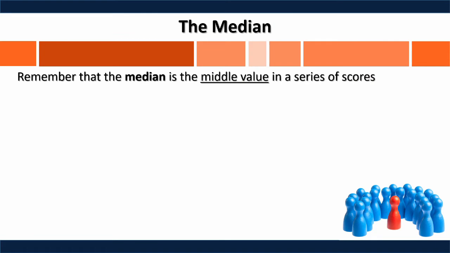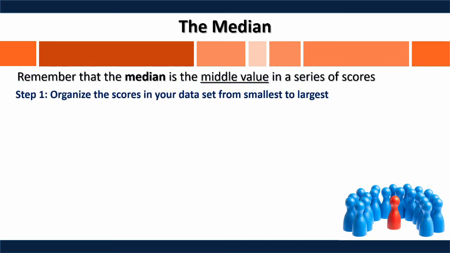The next measure of central tendency we're going to focus on is the median. Remember that in looking for the central value, the median is essentially the middlemost number in a series of scores. To find this middle number, you have to take two easy steps. First, you arrange all the scores in order from smallest all the way to the largest value. Next, you find the midpoint value in that series.